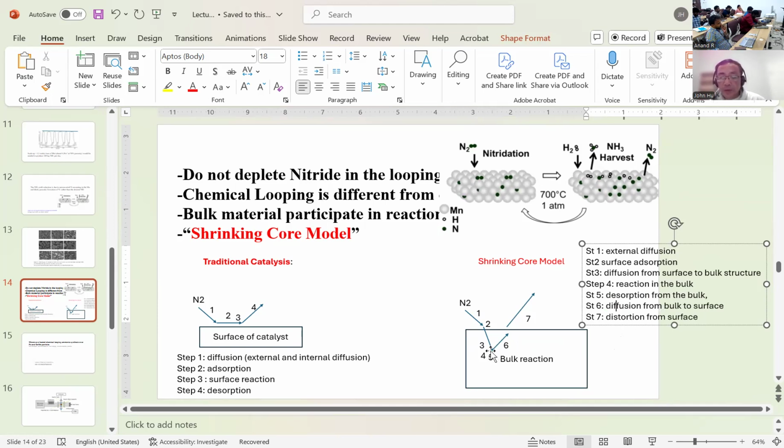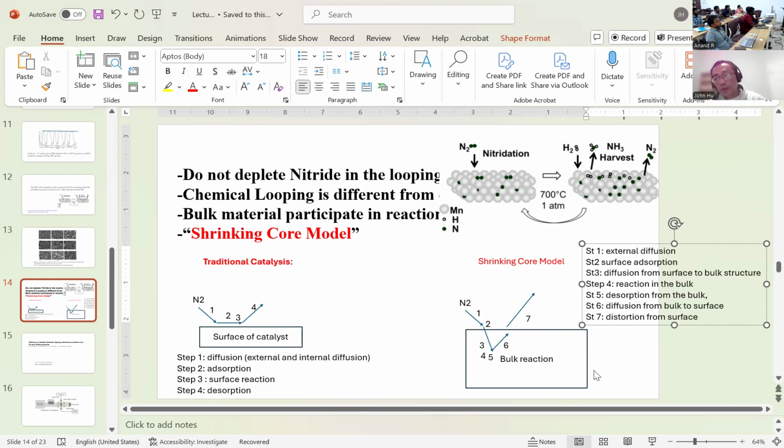they have basically the number five is so-called active site. So they react number four, step four, they react on the active site in the bulk, and then they have to dissolve from the active site. And then from the sixth, they have to go to the surface in order to leave the material, all right? So number seven, they disperse, okay? So this shrinking model is very popular, and then to describe what happened in so-called chemical looping process.